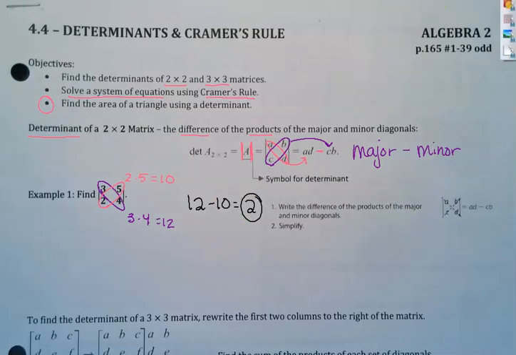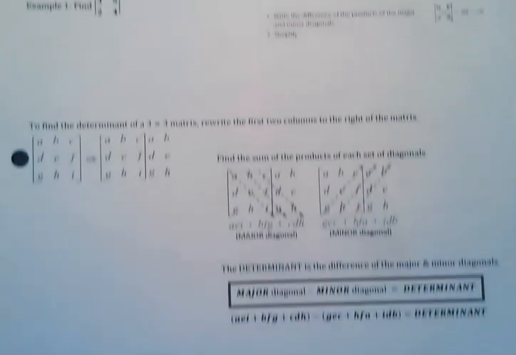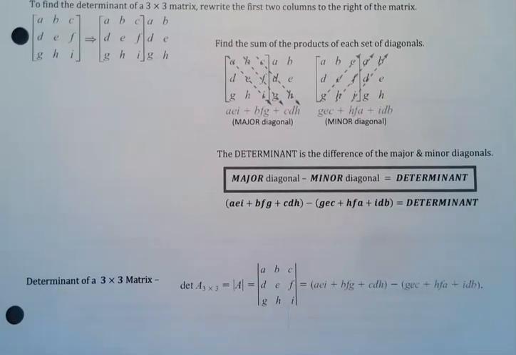So let me clear this and let's get to the determinant of a 3x3. Okay, I can get all that to fit in there. To find the determinant of a 3x3 matrix, we're going to rewrite the first 2 columns to the right of the matrix. That may seem a little weird, but I'll explain it to you as we go.